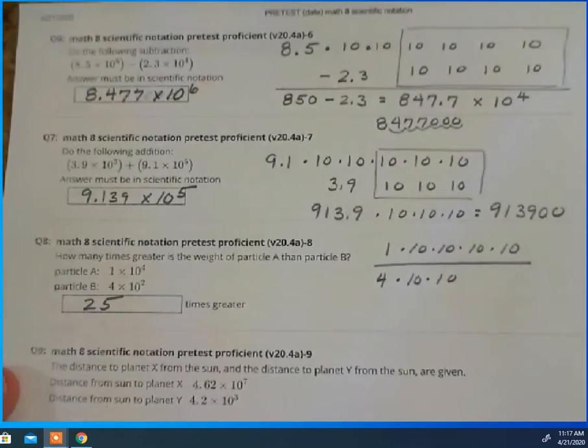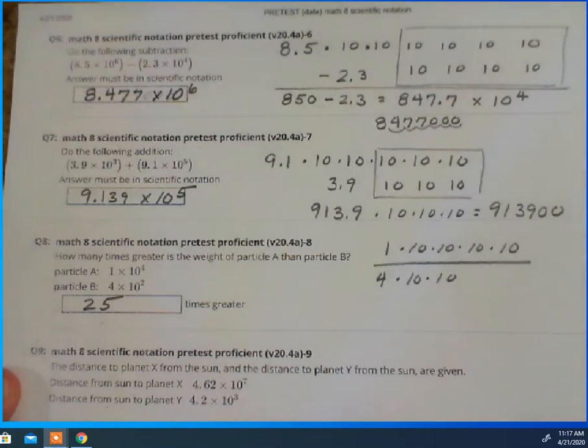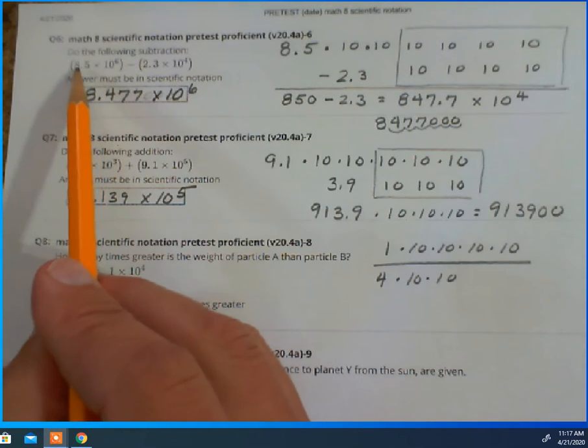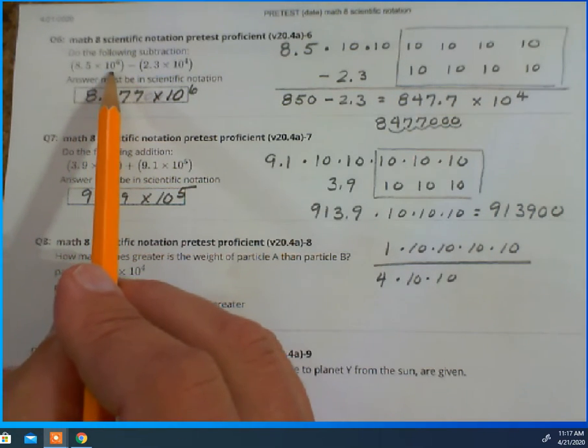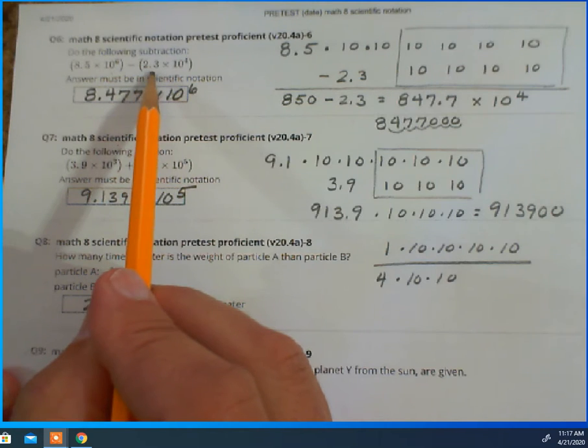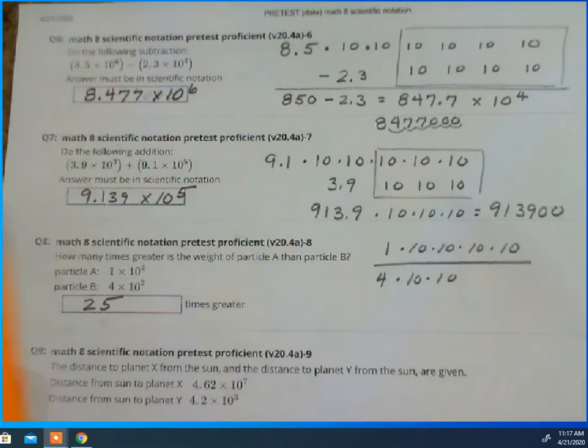Alright, we just finished the basic section. So here is the proficient section. I want to subtract 8.5 times 10 to the 6th minus 2.3 times 10 to the 4th. Now there are a couple different ways to do this. One way you can do it is just to expand both of these and write them both in standard form and then subtract it and put it back into scientific notation.